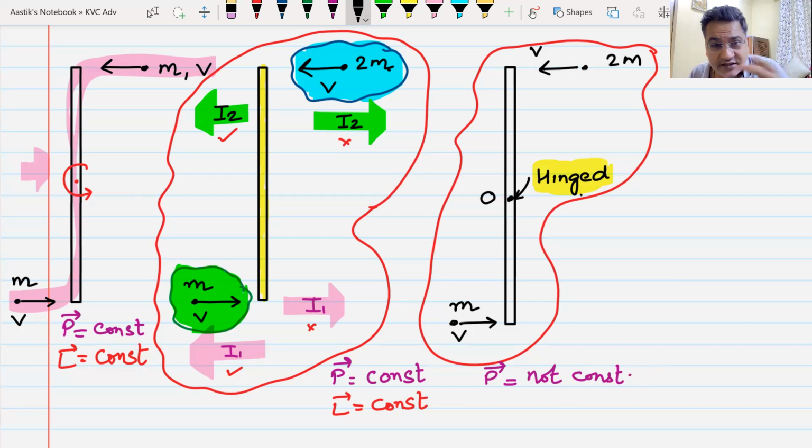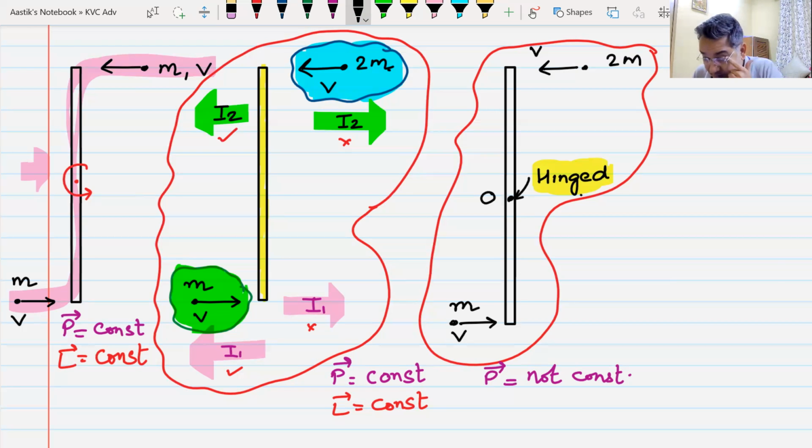Now, because of this hinge, external forces are coming. I am an external force. I am at the hinge. External forces are coming because of the hinge. Therefore, the angular momentum can also not be conserved because external forces are coming.